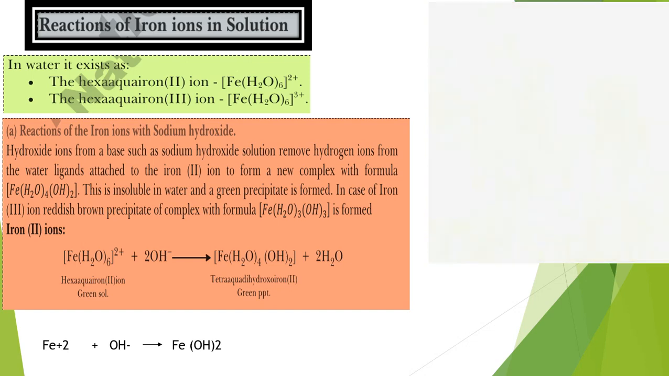In simple words, the iron that we have in water in the Fe2+ form has water attached to it, but the charge is also +2, and this +2 charge is due to the iron. So when we add OH ion, the OH ion reacts with Fe2+, and Fe(OH)2, iron hydroxide, is insoluble in water. So due to this hydroxide, the iron produces the tetraaquadihydroxoiron(II) complex.